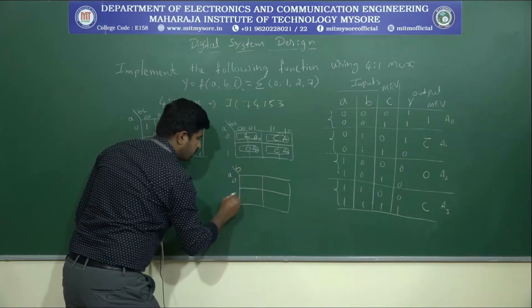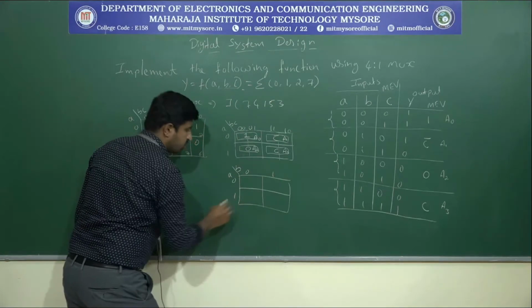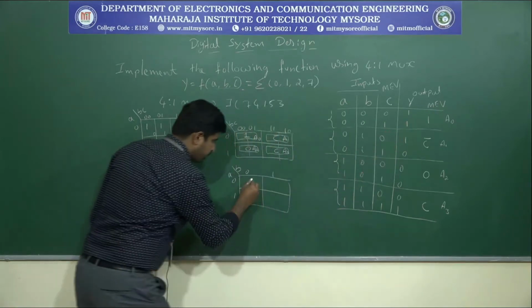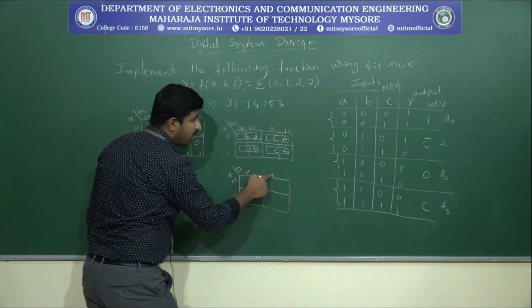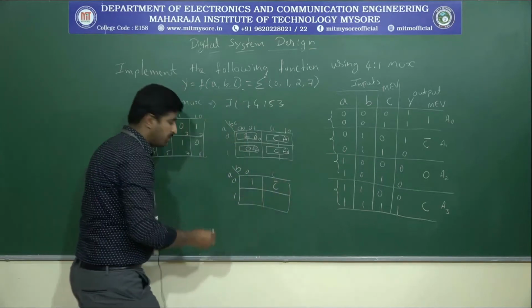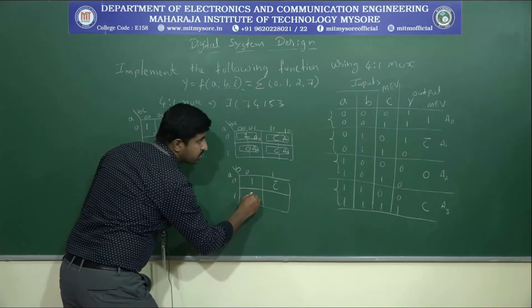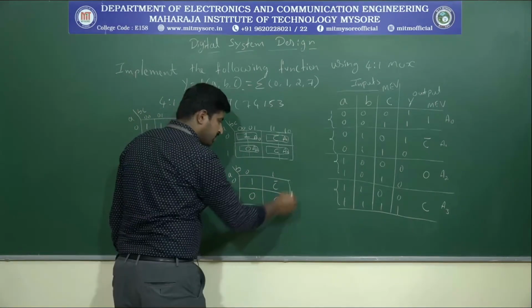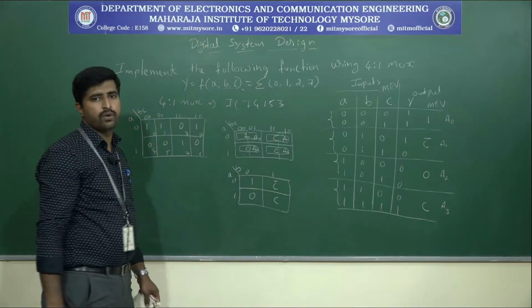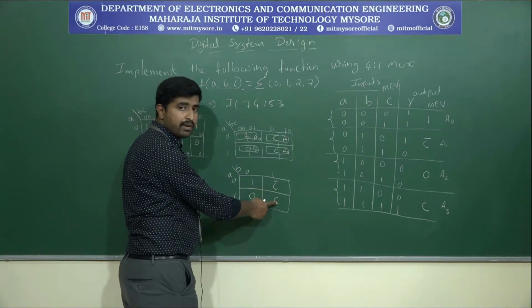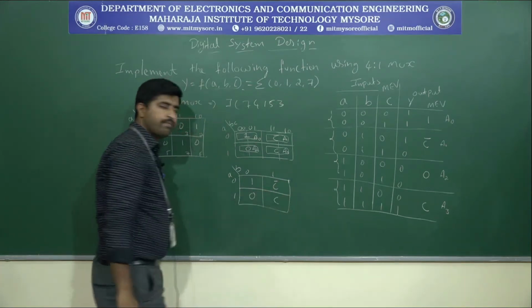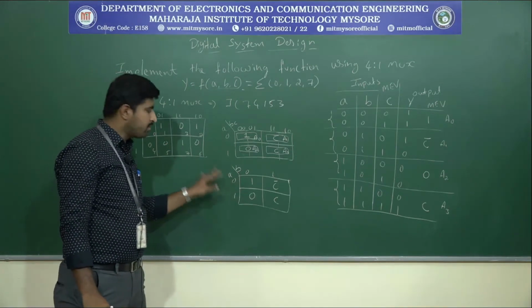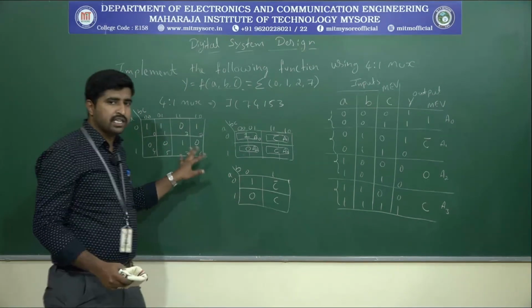A, B, 0, 0, 0, 1, sorry, 0, 0, 0, 1. So when A and B are 0, 0, what is the output? 1. Okay. Next A and B are 0, 1, output is what? C bar. Okay. 1, 0, it is 0; 1, 1, it is C. Okay. So this is how a map entered K map will be there. Okay, we are considering C as a map entered variable, so it will be represented in a K map. Okay. So when you write the switching equation for this K map, both K maps will lead to the same equations. So let's check that one actually.